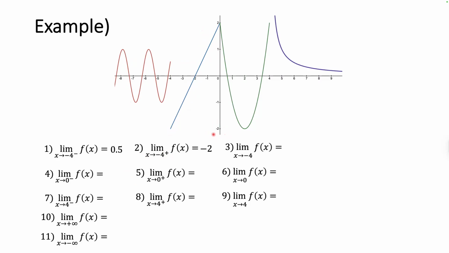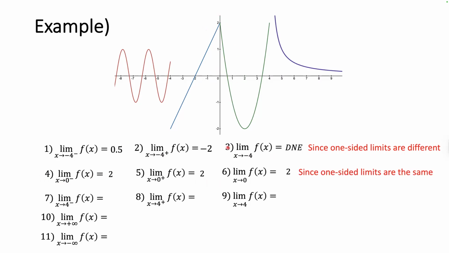So we indicate the limit value of -4 from the left and from the right are different. So the answer to question number 3 will be D and E since the one-sided limits are different. Similarly, we can solve questions 4 through 6 where the limit approaches 0 from the left or right. Yes, the limit values for f(x) are both 2, so we can say the limit value of f(x) as x approaches 0 is 2 since the one-sided limits are the same at x equals 0.